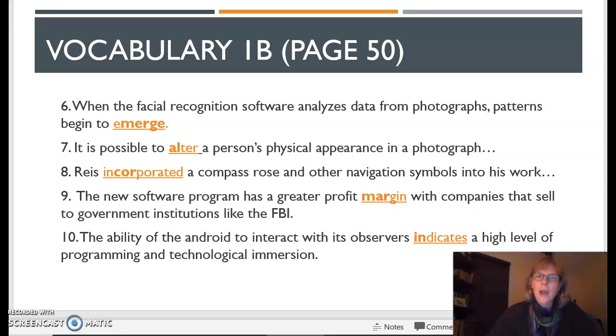So good work, guys. I hope this helps you to see these words, to hear these words. In fact, let's just say these 5 words together. Emerge, alter, incorporated, margin, indicates.